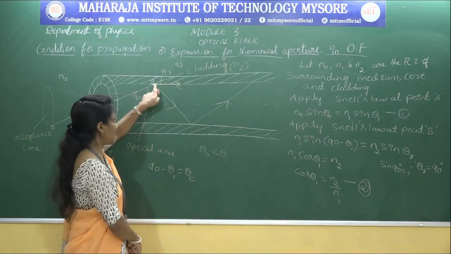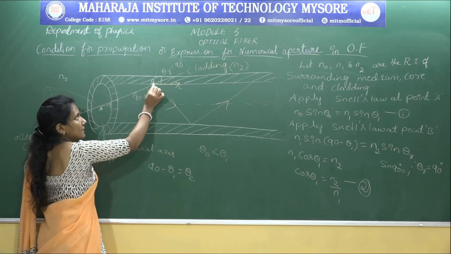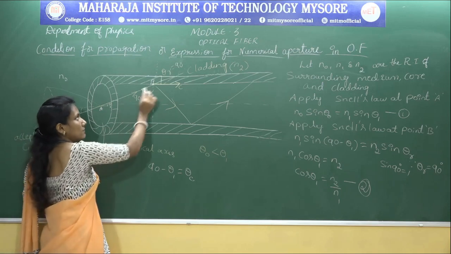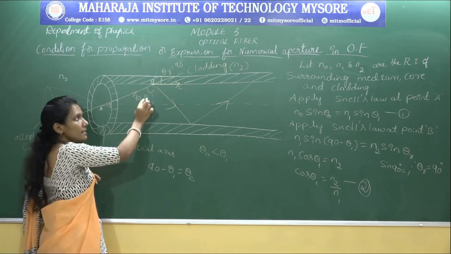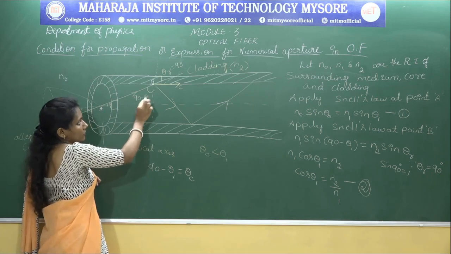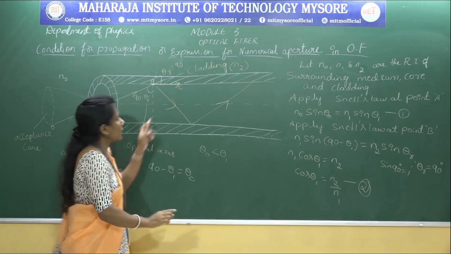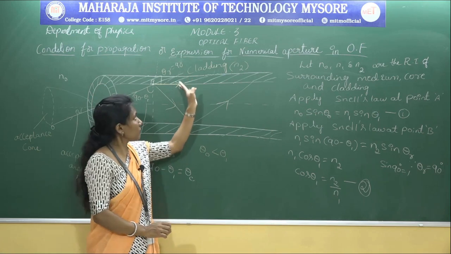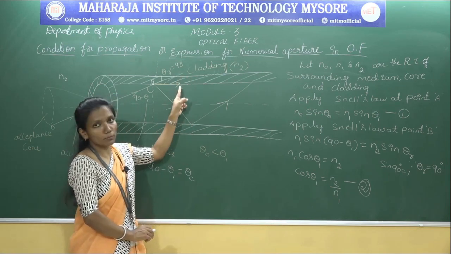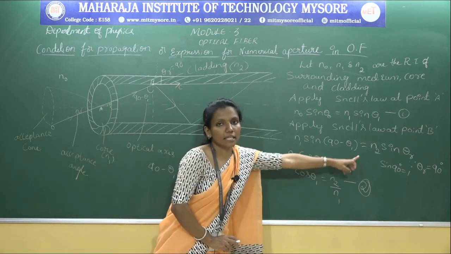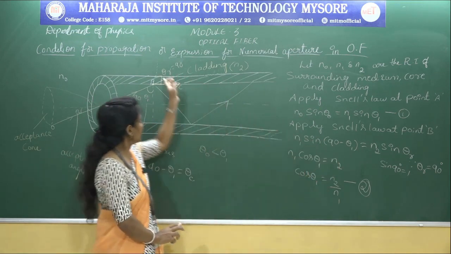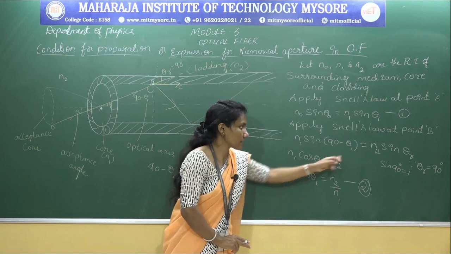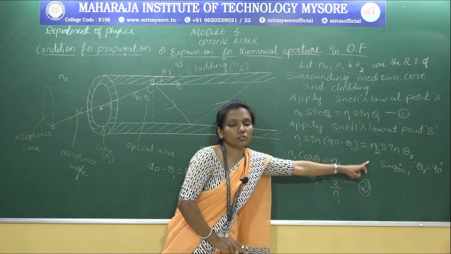Similarly at point B, the ray of light is in the core only. So refractive index n1, and what is the angle it is making? 90 minus theta 1, sine of 90 minus theta 1, that is equal to, for the ray of light that is entering the interface of core and cladding, n2 and making an angle of sin theta r. But what is the refraction angle here? 90 degrees. So we will get sin 90 is equal to 1.